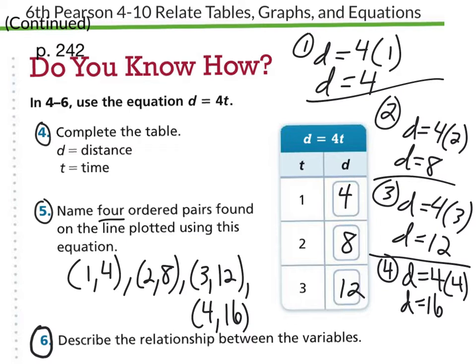Other possibilities, if you did something different, you could have done 0, 0. You could have done 5, 20. You could have done 10, 40. Okay, there's an infinite number of possibilities. As long as you got 4 of those, you're good.